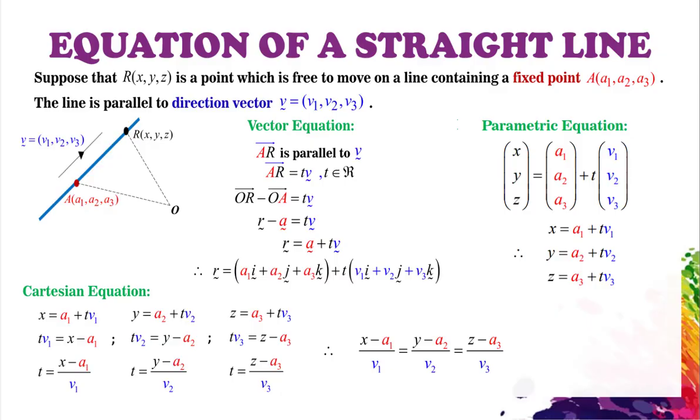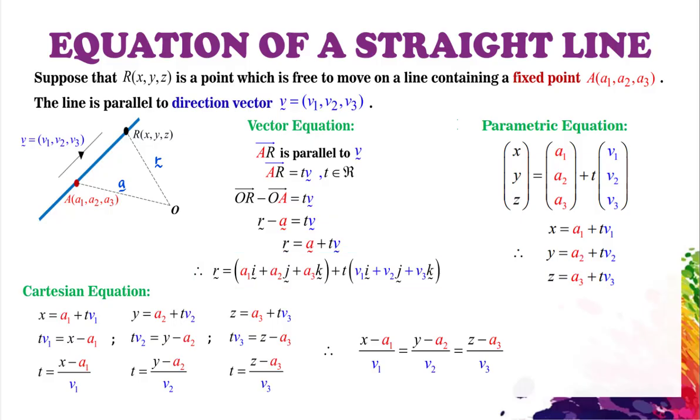So by resultant vector of AR, we're going to have OR minus OA. From the origin to coordinate R, we let it be vector r. And from the origin towards coordinate A, we let it be vector a. Substitute these two vectors into the equation. So we're going to have r minus a equal to tV. Then we make r the subject. So we're going to have r equal to a plus tV.